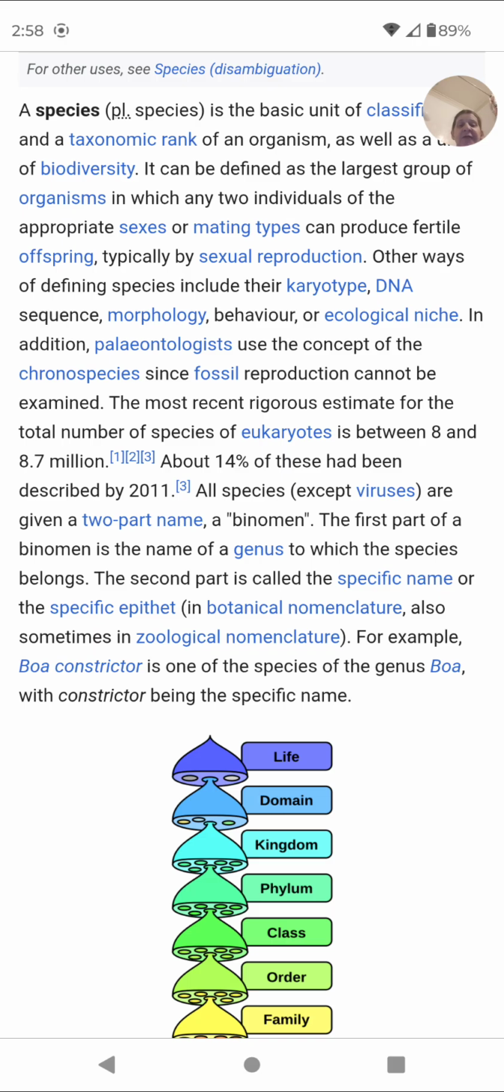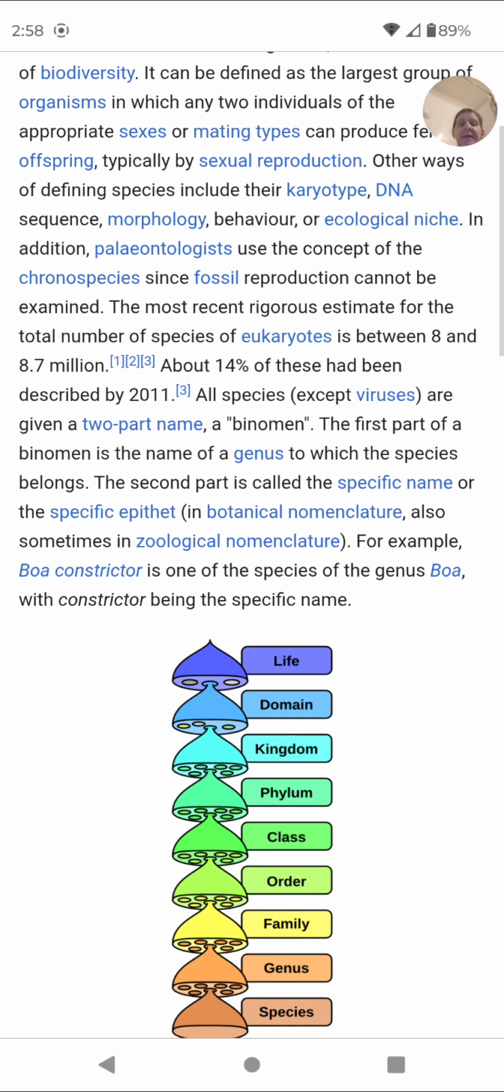All species except viruses are given a two-part name, a binomen. The first part of a binomen is the name of a genus to which the species belongs. The second part is called the specific name or the specific epithet in botanical nomenclature, also sometimes in zoological nomenclature. For example, Boa constrictor is one of the species in the genus Boa, with constrictor being the specific name.